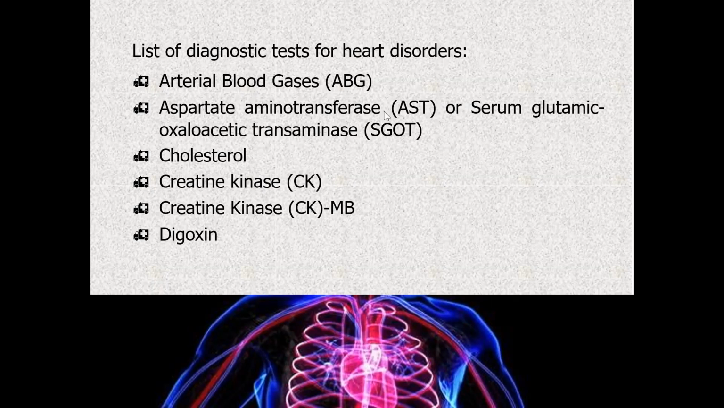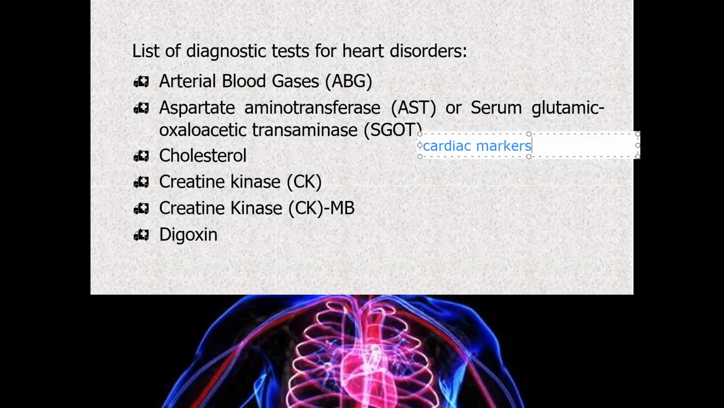Next is the AST and the SGOT. Itong mga type ng enzyme na ito, class take note ha, pag nag-e-end sa ASE, more likely mga enzyme yan madalas. Itong mga to, ang tinatawag natin sa kanila is cardiac markers.